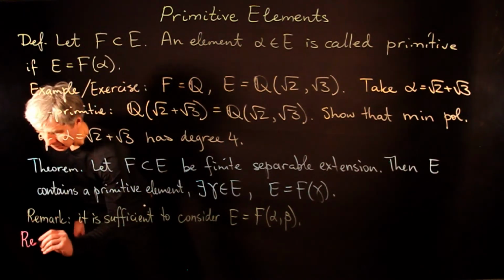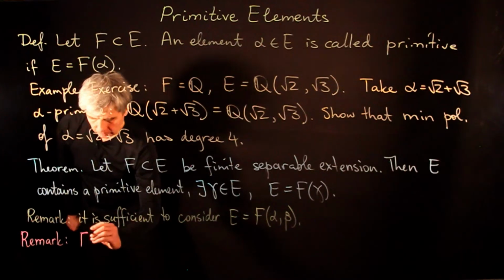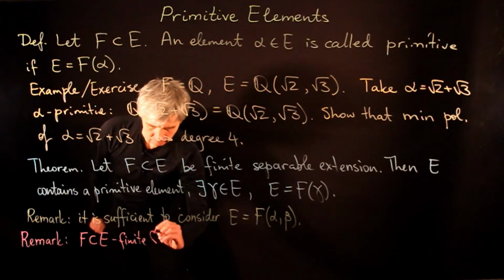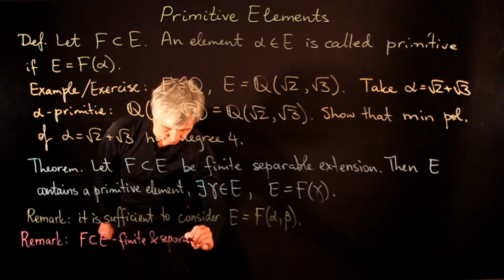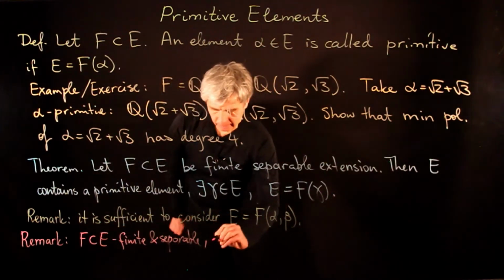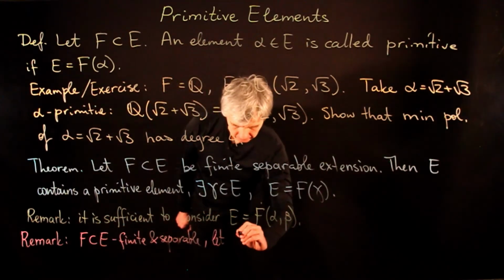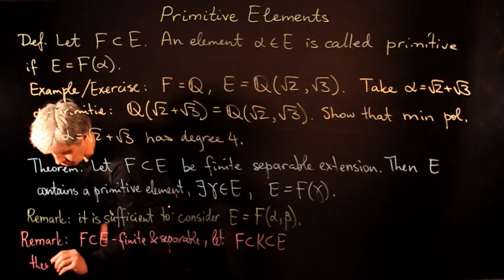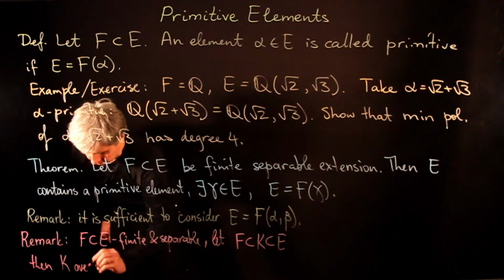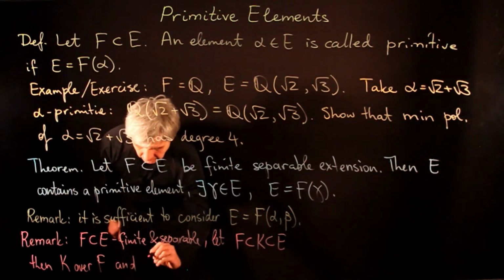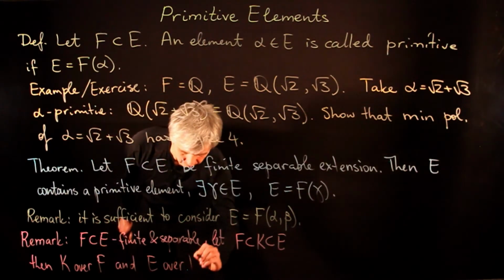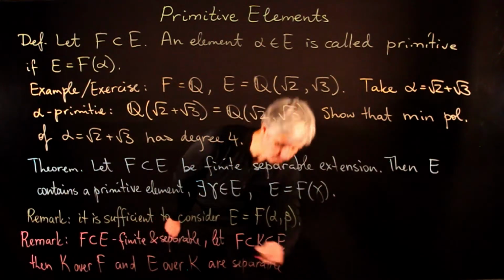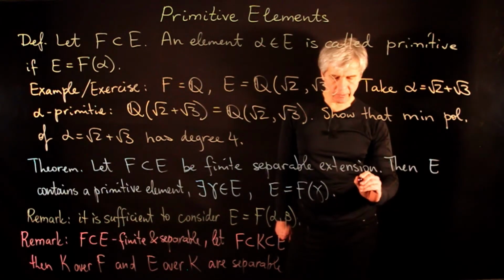Another remark that we make: if we have a finite and separable extension, and K is an intermediate subfield, then both extension K over F and E over K are separable. This is based on the following simple observation.